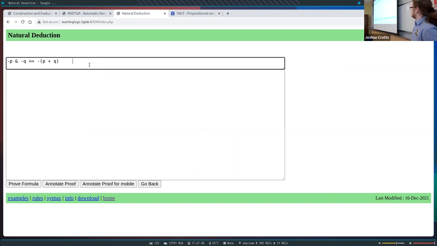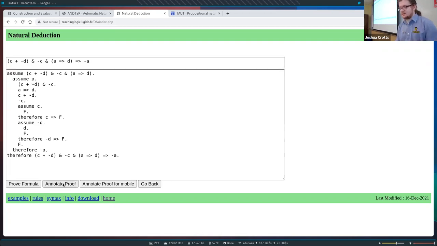So immediately, what is nice about this is that it's a web application, but the problem is its input syntax. Everything has to be conjoined as a series of conjunctions, which imply the conclusion. So let's format that same proof with this syntax: C or not D, then and not C, and A, then D, therefore not A. Okay, and then it gives the proof.